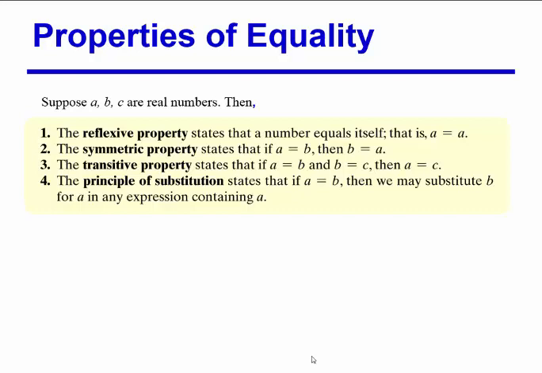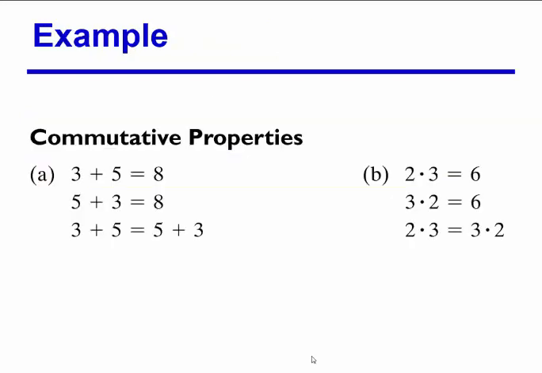Symmetric property states that if A is equal to B, then B is equal to A. The transitive property states that if A is equal to B and B is equal to C, then A is equal to C. The principle of substitution states that if A is equal to B, then we may substitute B for A in any expression that contains A.